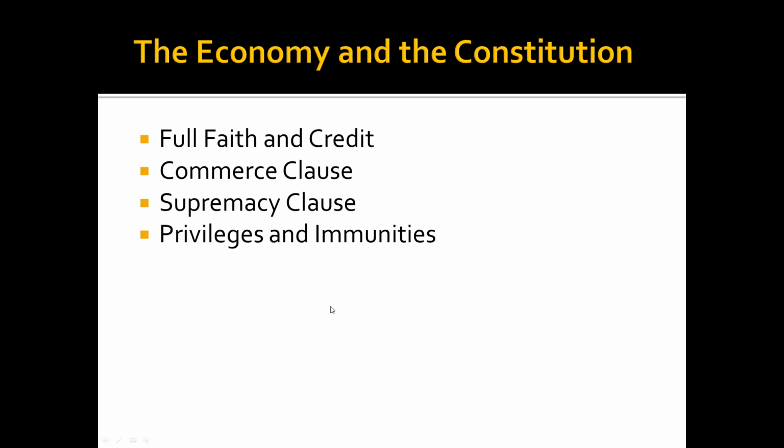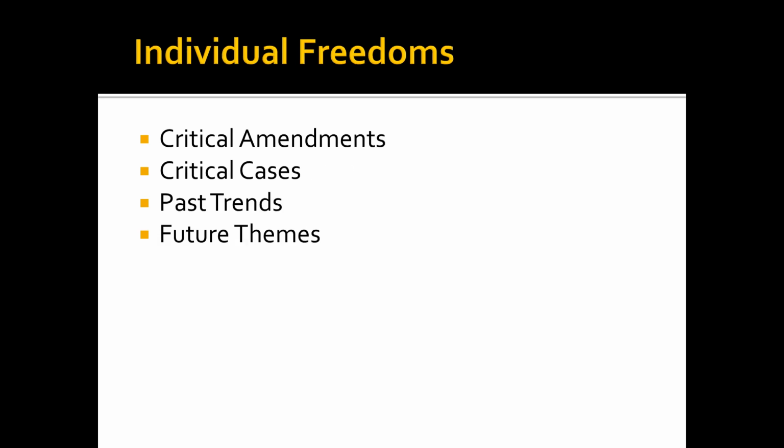We'll conclude this looking at individual freedoms, some of which impact business, some of which are just important as a note to look at. Things like critical amendments. These can be due process in particular. We'll look at substantive and procedural due process. We'll look at critical cases, and very often we'll use those cases to highlight how the Constitution is interpreted and give real meat or substance to living constitutionalists versus textualists. We'll also look at some future trends.